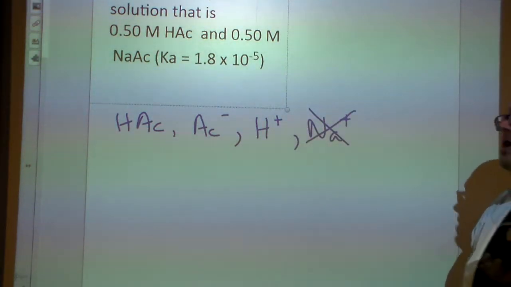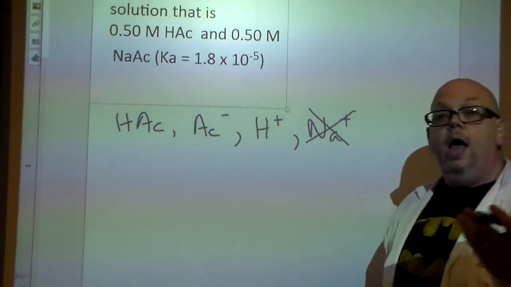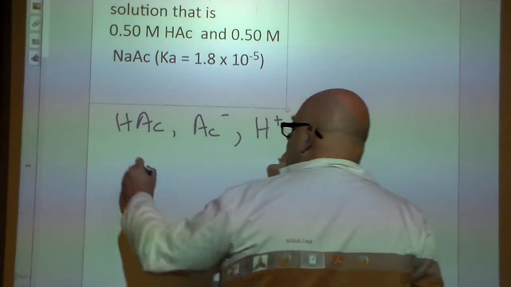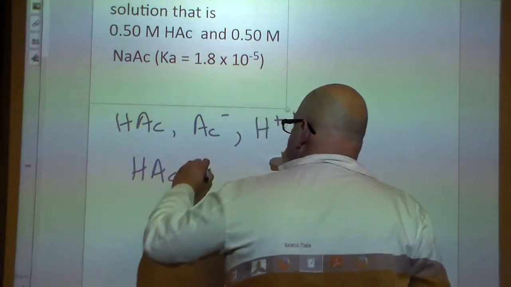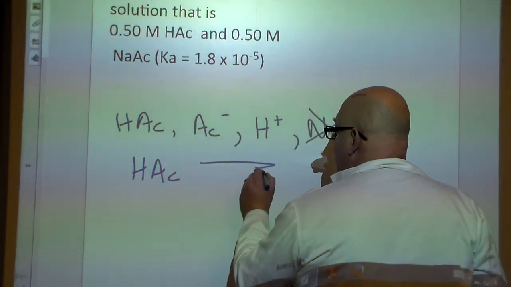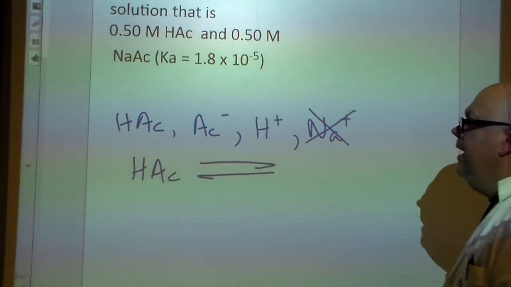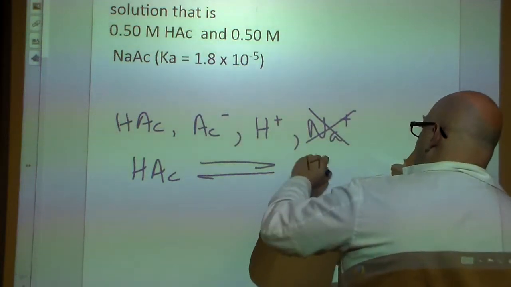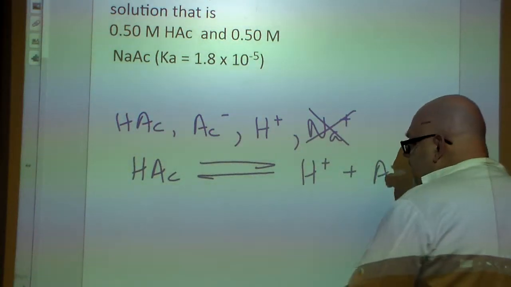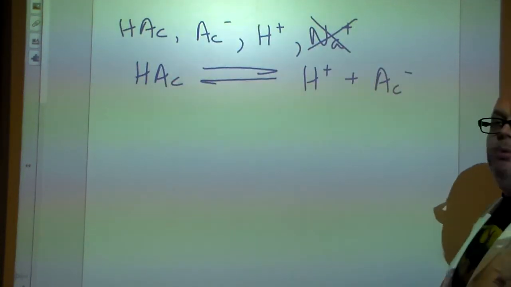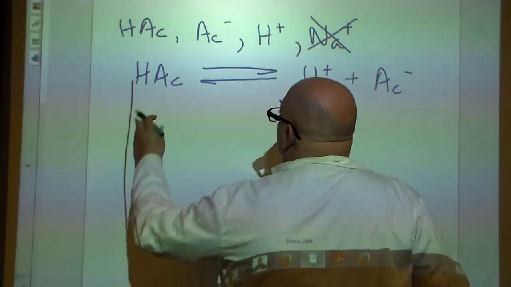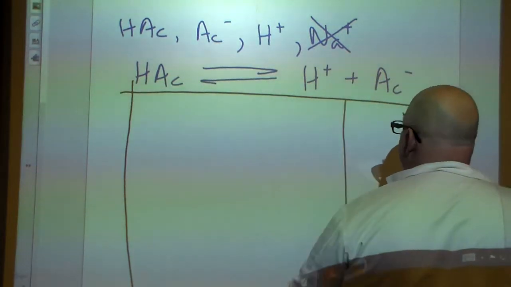But it is a key species in here. So how do we go about looking at this? Well, if we look at our basic equation here, we're looking at HAc. It is being broken down into H plus and Ac minus. And some people are thinking, are we going to do an ICE table? Absolutely we are, because that is a critical thing. So let's take a look at our ICE table.